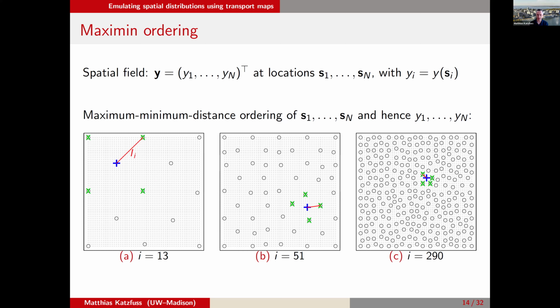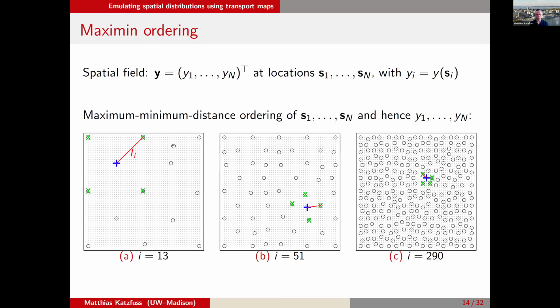So the first thing is to say, well, we have some sort of triangular structure like we have for that transport map, that implies that some ordering has to be chosen. So we have to figure out how to order y1 up to yn, but we're going to simply do that based on ordering s1 up to sn. So we're going to choose the ordering of the entries of y based on the corresponding locations. And specifically, we're going to use something called a maximum minimum distance ordering.